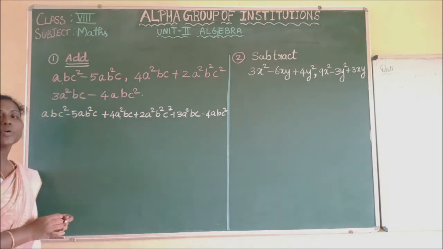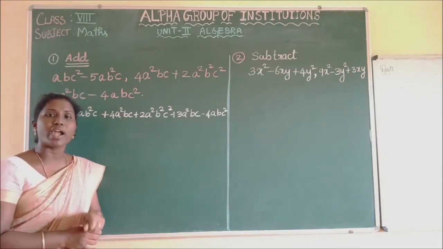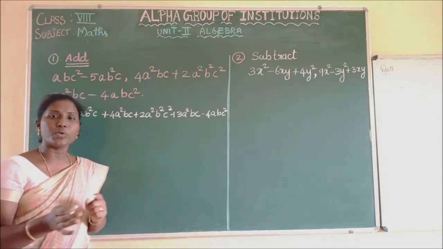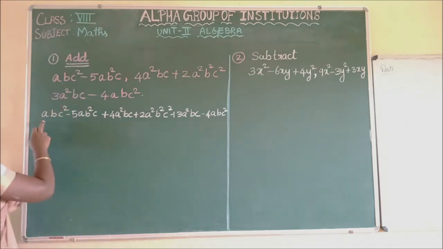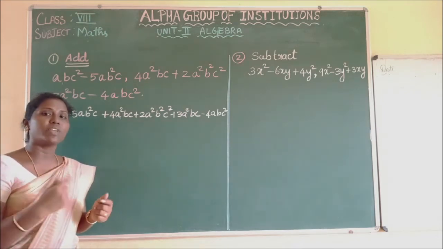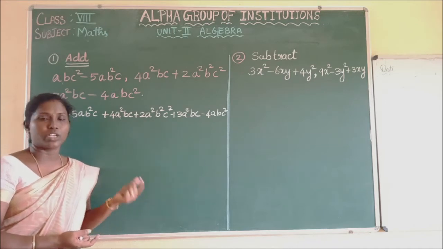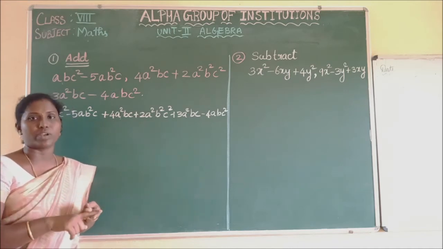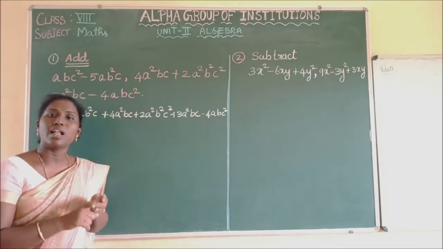Now how to add this? What terms should be added? Only the like terms should be added or subtracted. So you have to identify the like terms in this expression. How to identify? See, we are having here the variables a, b, c only. I told you that you should see the variables as well as the power. No need to compare the coefficient. If the variables and their powers are equal, the two terms are said to be like terms.